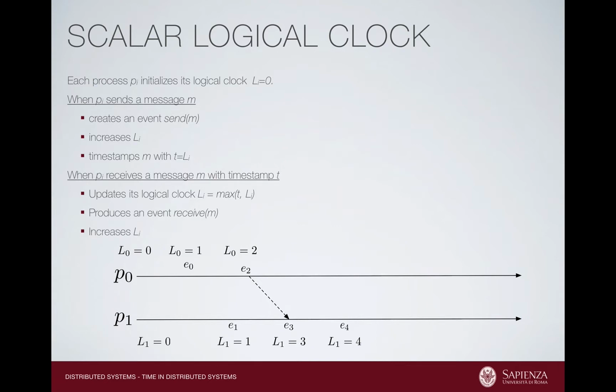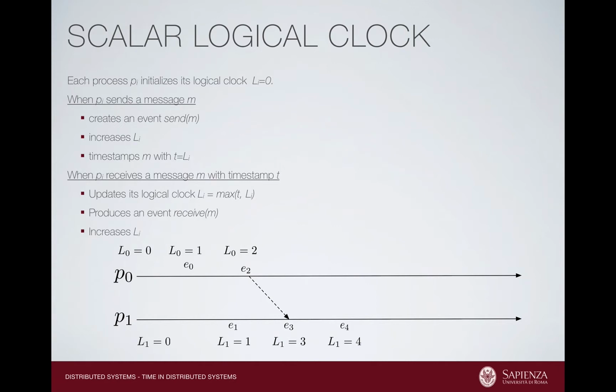For the scalar logical clock, we have two rules. We will focus only on two kinds of events from now on: the event of sending a message and the event of receiving a message. If you think about it, it's not a restrictive assumption, because in a distributed system what matters is when you send something or when you receive something.